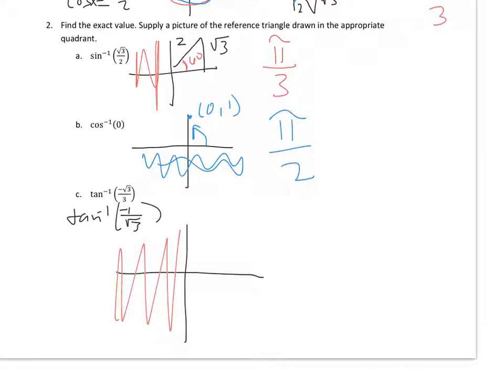And this one's negative, "sad turtles cry," so it's going to be in this quadrant. My opposite is negative 1, my adjacent is square root 3. My angle here is going to give me 30 degrees. So for the inverse, you always want the shortest distance. The shortest distance would be backwards, like this. Clockwise, it would be negative pi over 6.